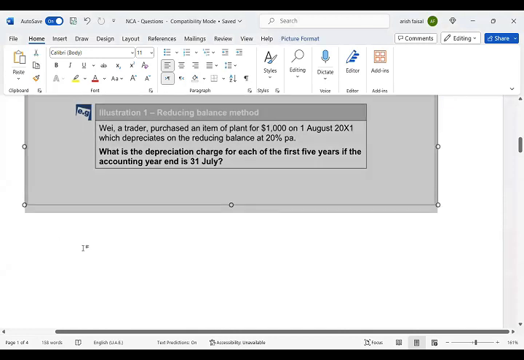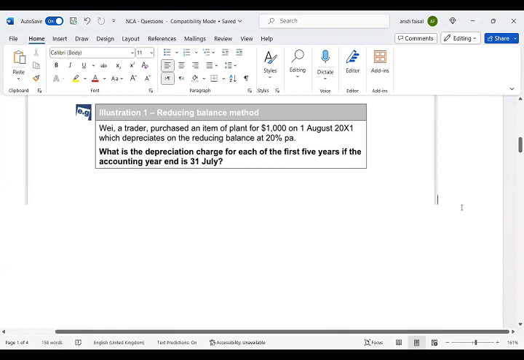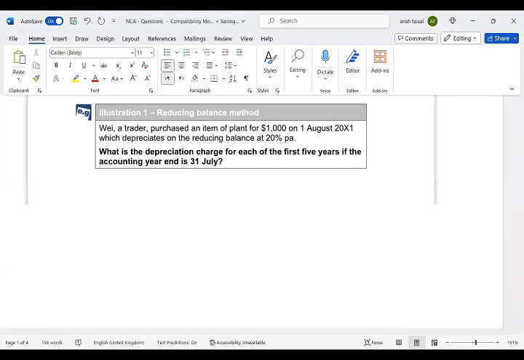Now, here we do have a question regarding the reducing balance method first. It says that a trader purchased an item of plant for $1,000 on 1st August 2011, which depreciates on the reducing balance at 20% per annum. So in this case, the depreciation method he has decided for this plant is reducing balance, and the rate is already given to you in the question, which is 20% per annum.